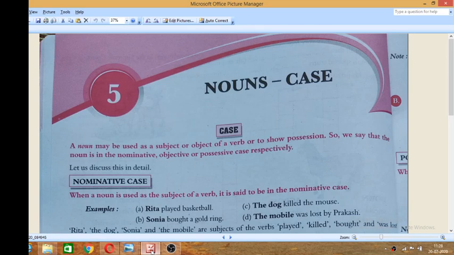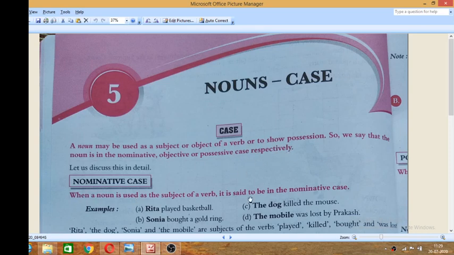What is case? You will understand from this chapter. A noun may be used as a subject or object of a verb or to show possession. You know that nouns can be used as a subject in a sentence, as an object in a sentence, and to show possession. So we can say that the noun is in the nominative, objective or possessive case respectively.